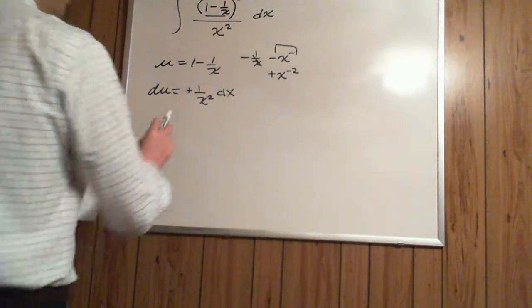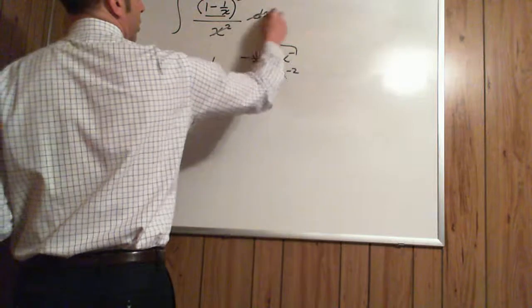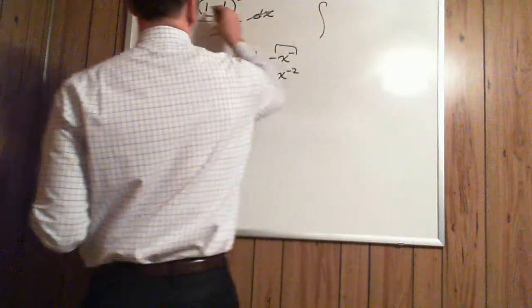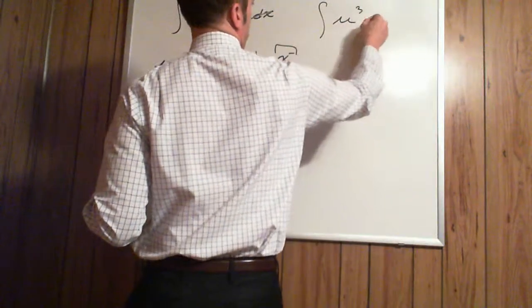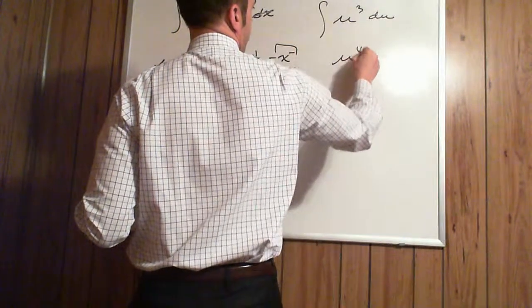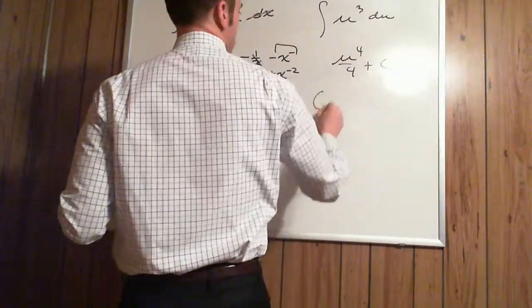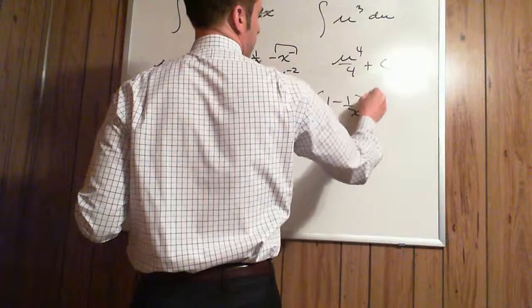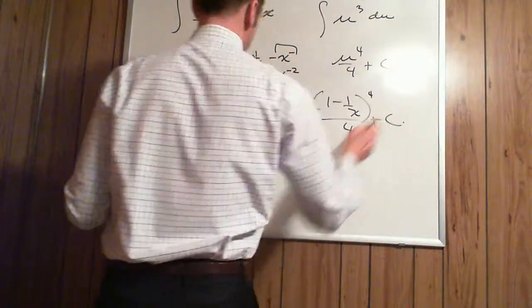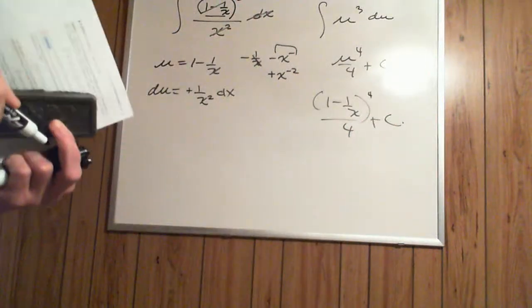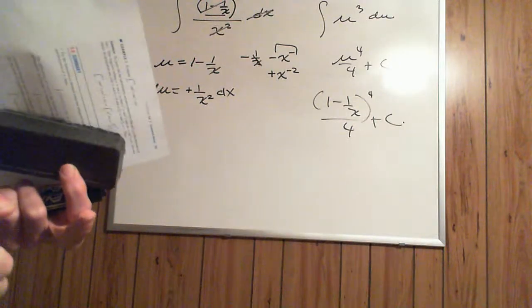And notice I have this appear in the integrand exactly as it is. So this would all become then, this is my u, so it would be u to the third du. The antiderivative is u to the fourth over 4 plus c. And this would be 1 minus 1 over x, to the fourth over 4 plus c, to be my general antiderivative. So there are some examples in doing integration by u substitution.